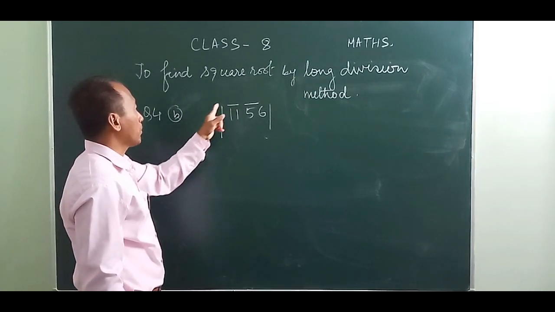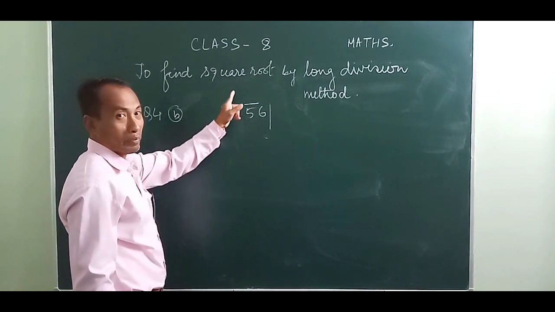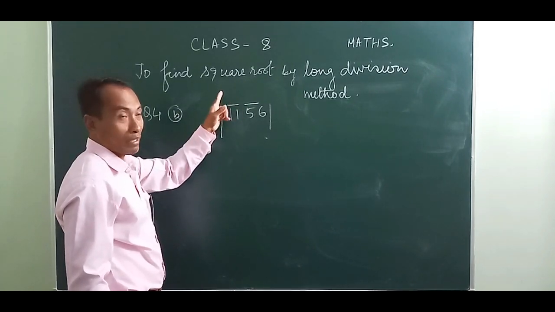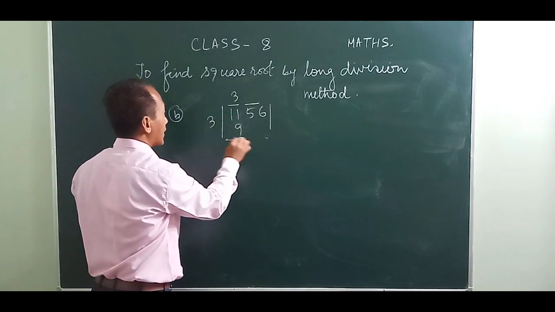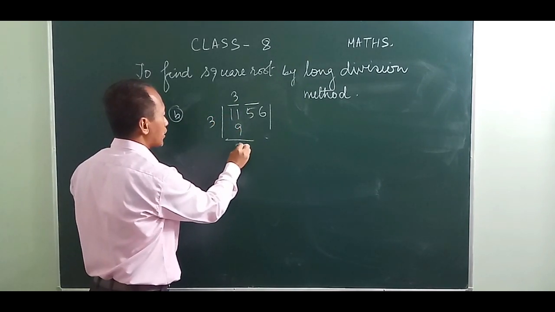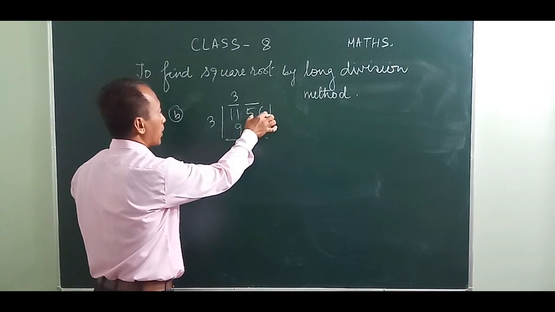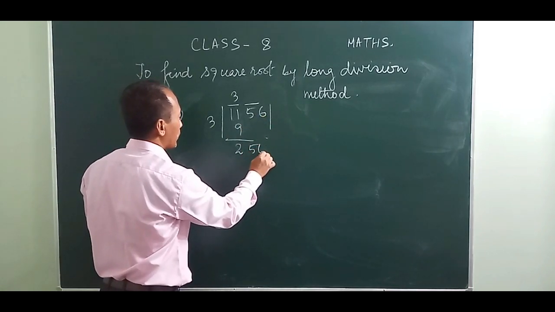So by what number can you make it a square? 3 3s are 9. We cannot do it by 4. 4 4s are 16. 16 is greater than 11. So we have to do it by 3. 3 3s are 9. So 11 minus 9, 2. You cannot bring down only 5 here, but you have to bring down both the numbers together. 5 and 6, 56, you have to bring down.